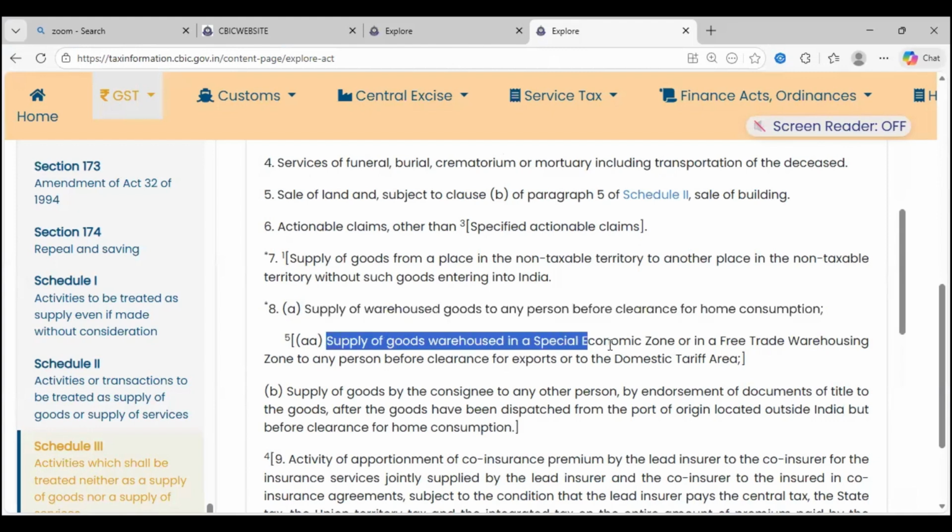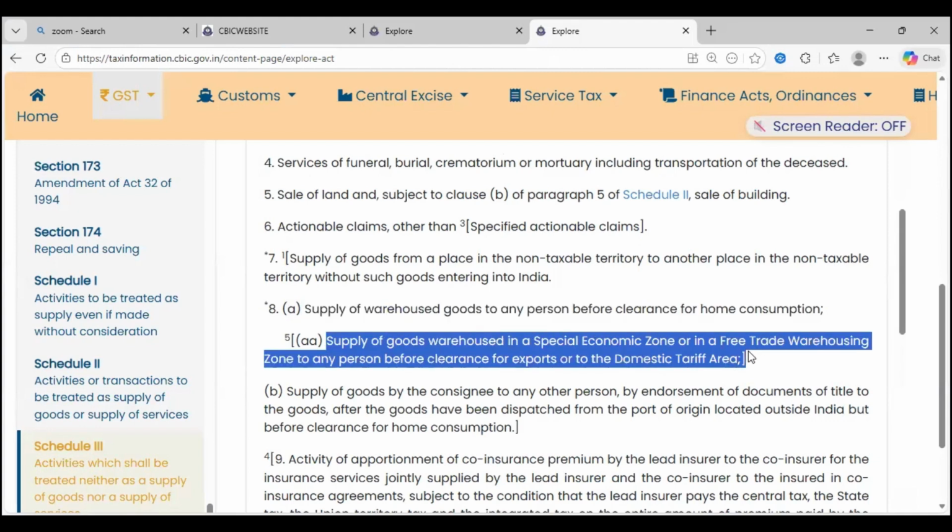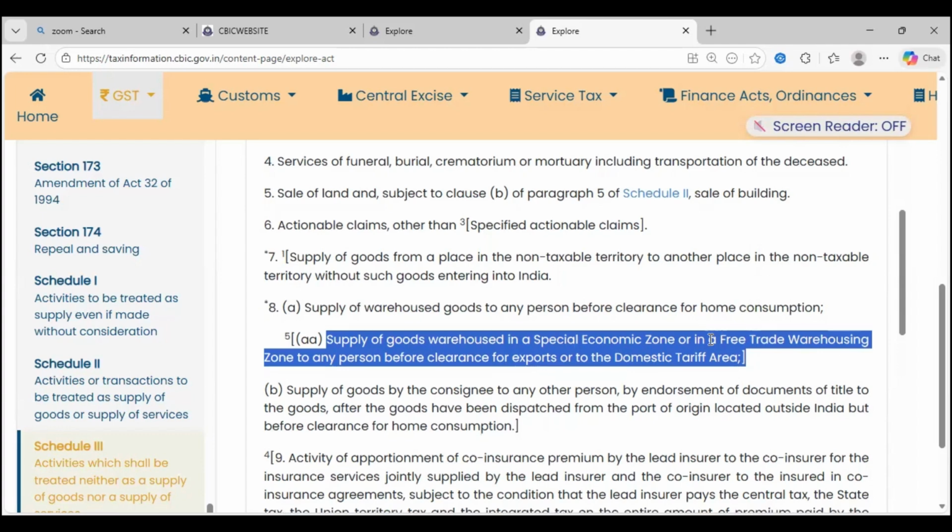Supply of goods warehoused in a SEZ or in an FTW to any person before clearance for export or to the domestic tariff area. This is where sale from one agent to another agent happens. Like I import the goods, I put them in a bonded warehouse, I sell to Venkatesh, Venkatesh sells to Nitish, Nitish sells to Sumit, Sumit is the person who finally brings them to the domestic tariff area. All those transactions which happen in a warehouse are not subjected to GST.